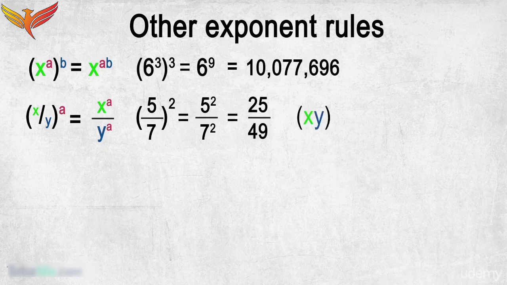Similarly, when a product of two or more numbers is raised to an exponent, we can distribute the exponent over the different factors. So xy to the a equals x to the a times y to the a. Note that this can be done with any number of factors.